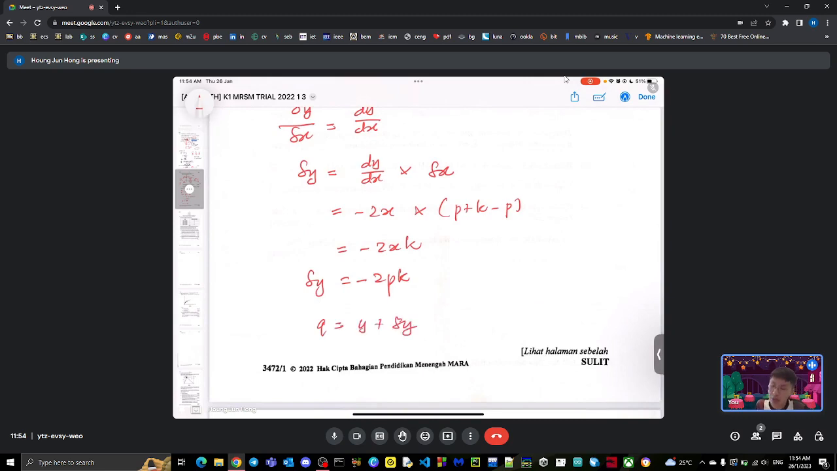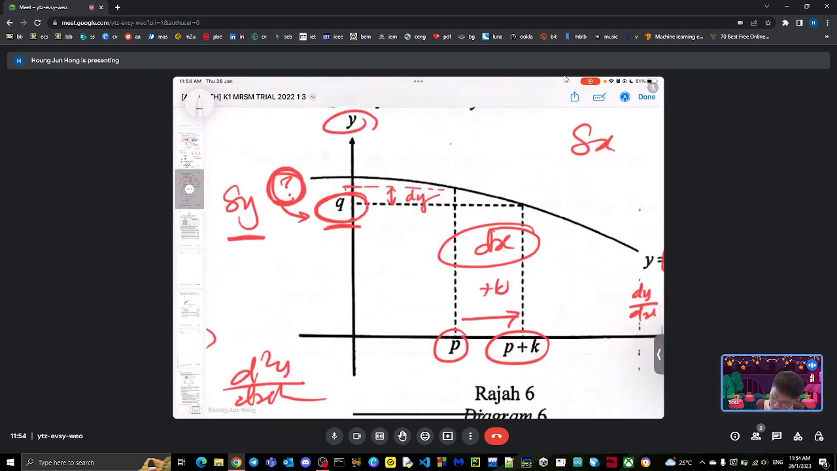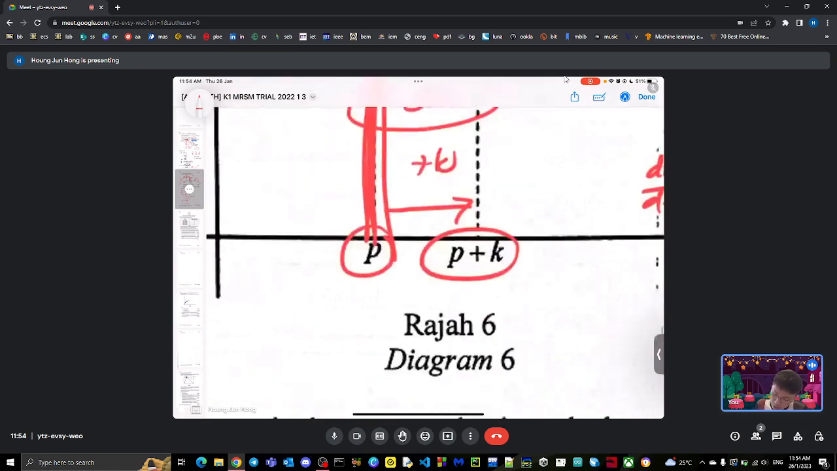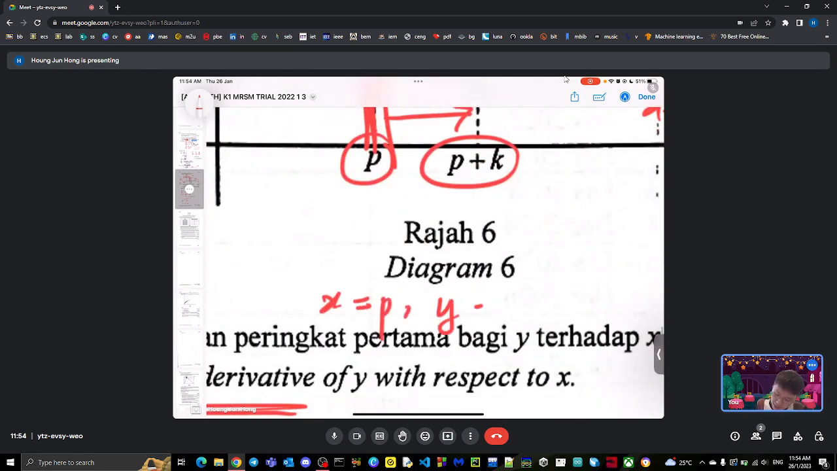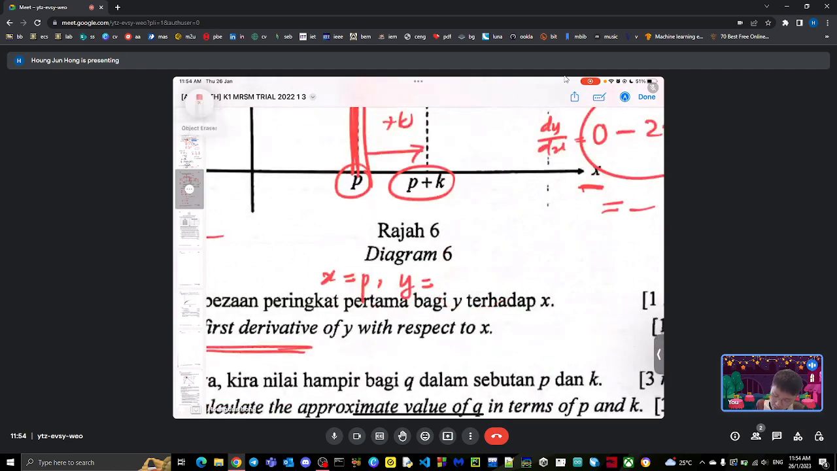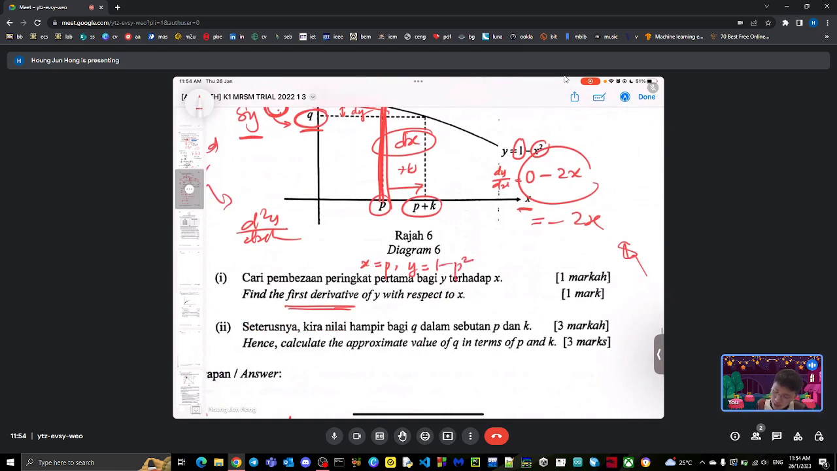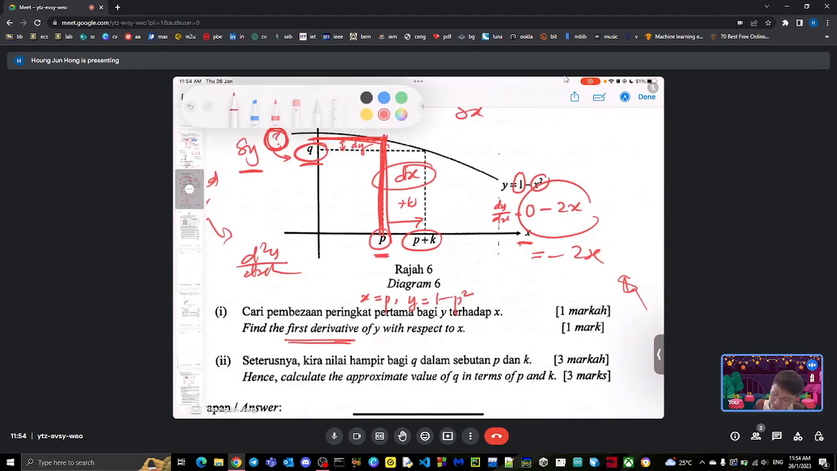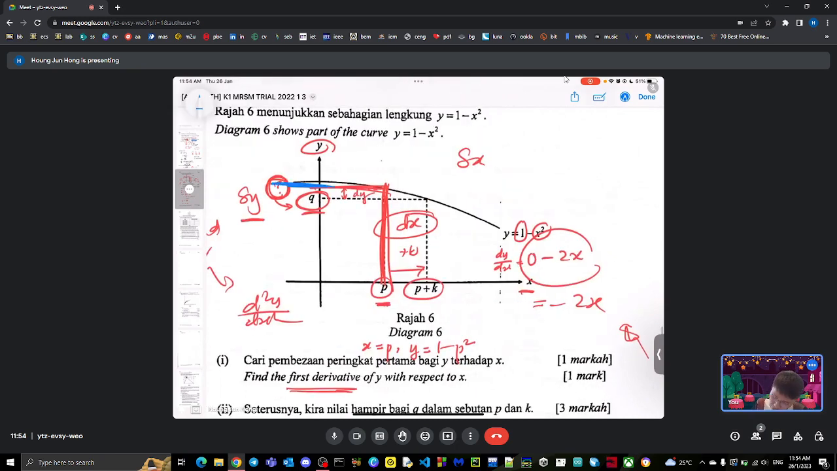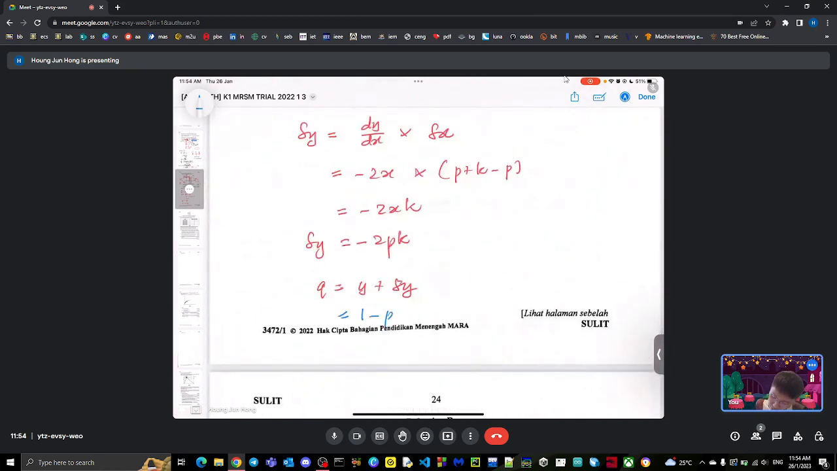So what was the initial y? Yes, the initial y corresponds to p. So that's to say when the value of x is equal to p, y equals to what? Find it out. This is simple because we know the equation, 1 minus x squared. So when x is p, your value of y should give 1 minus p squared. Okay, so now we have 1 minus p squared, and then you add your delta y, your change in y, which is -2pk. And that will be your final answer. Okay, that's it for this question.